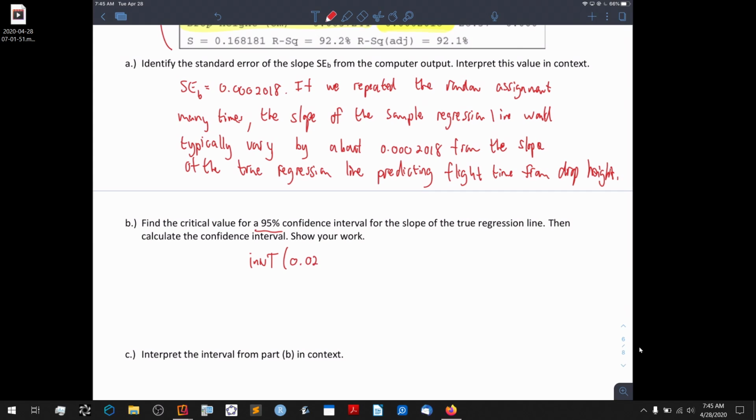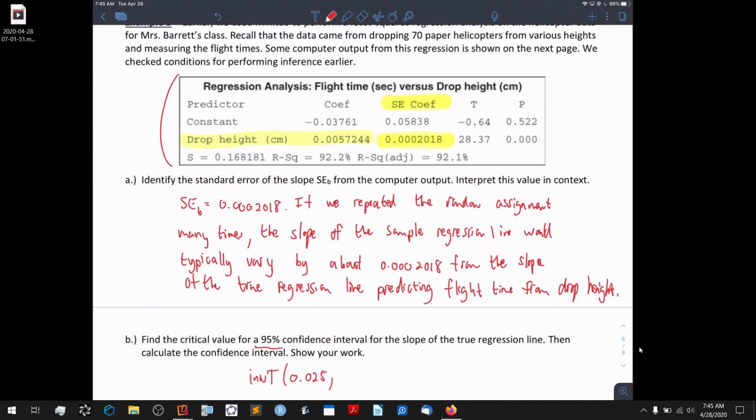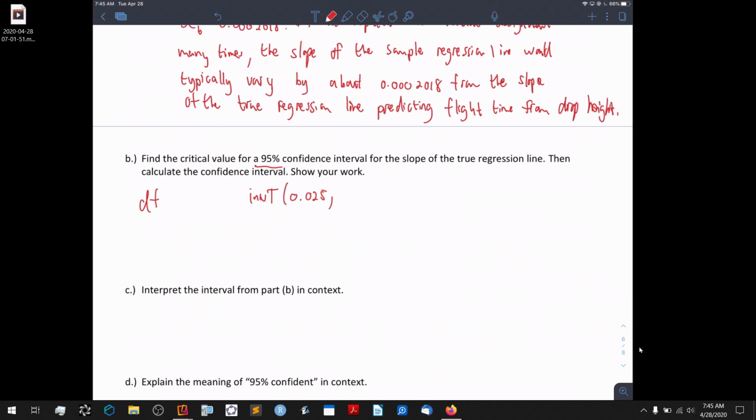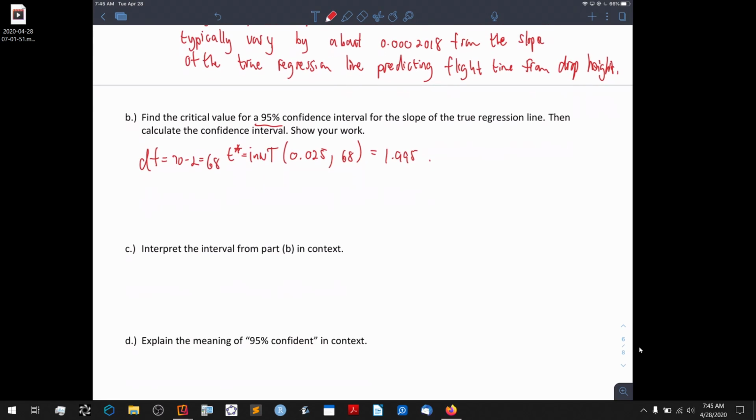0.025 is my area. And then for a t procedure, you have to put degrees of freedom, and we said degrees of freedom here would be n minus 2. And we know that there's 70 helicopters, so my df is 70 minus 2, which is 68. So I put 68 here. You must know how to do this, so you get your t star, okay? T star would be 1.995, okay?